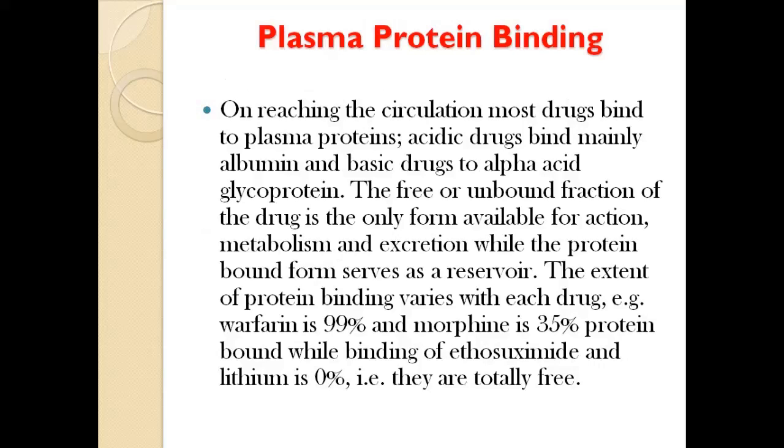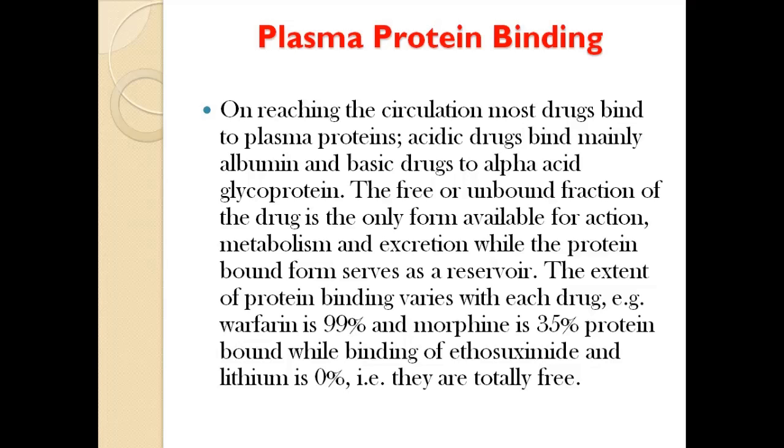The first one is plasma protein binding. On reaching the circulation, most drugs bind to plasma proteins. Acidic drugs bind mainly to albumin, and basic drugs to alpha acid glycoprotein. The free or unbound fraction of the drug is the only form available for action, metabolism, and excretion, while the protein bound form serves as a reservoir.